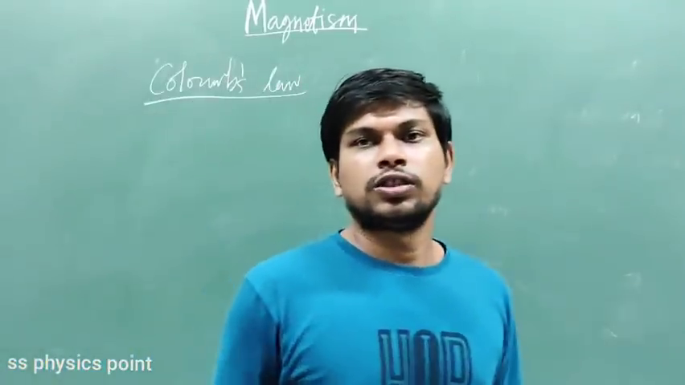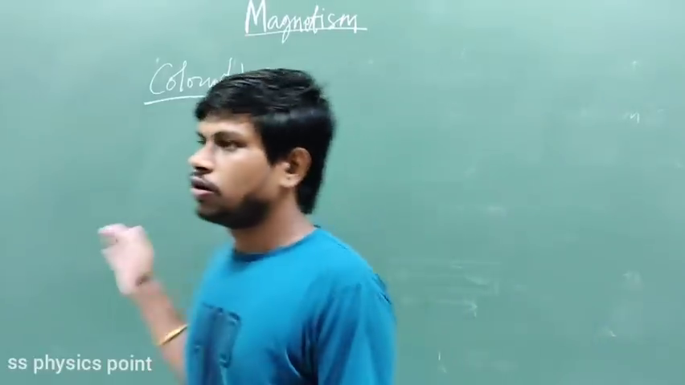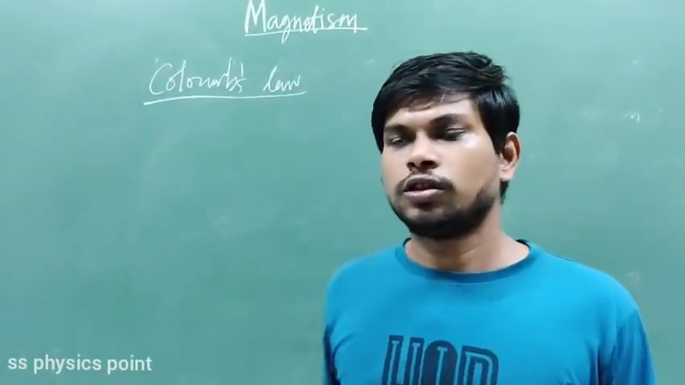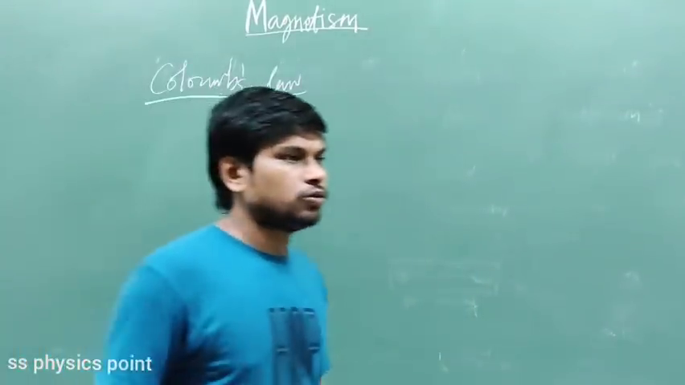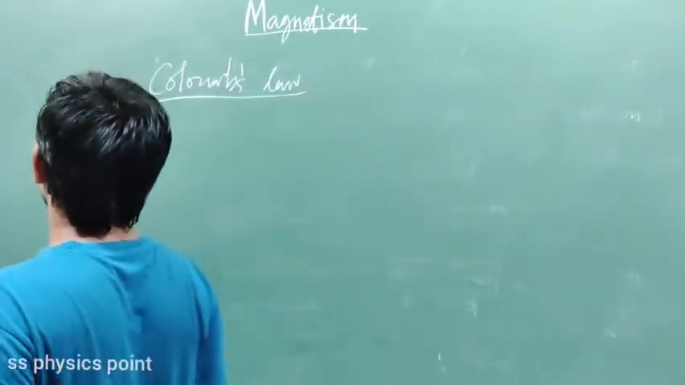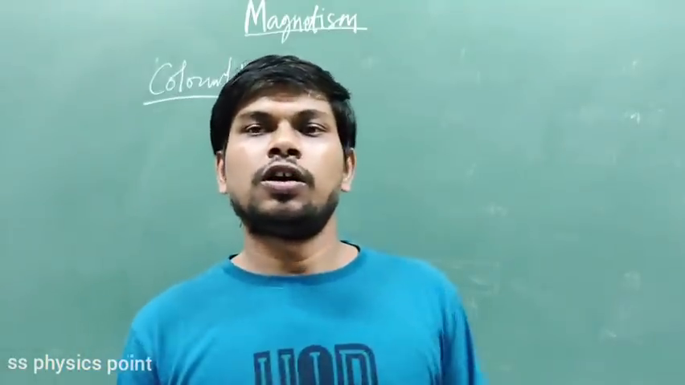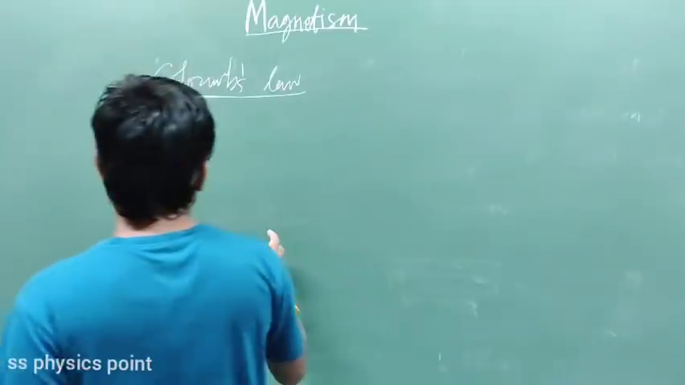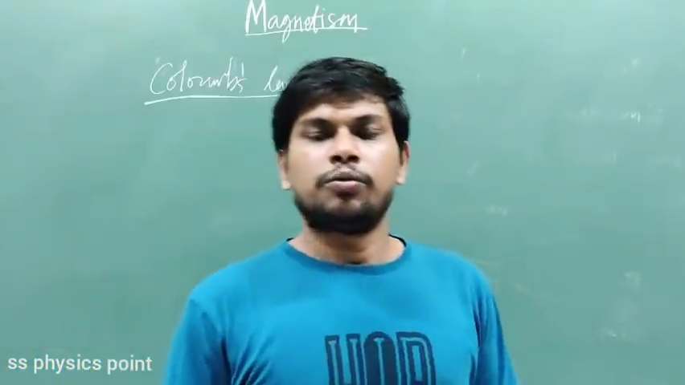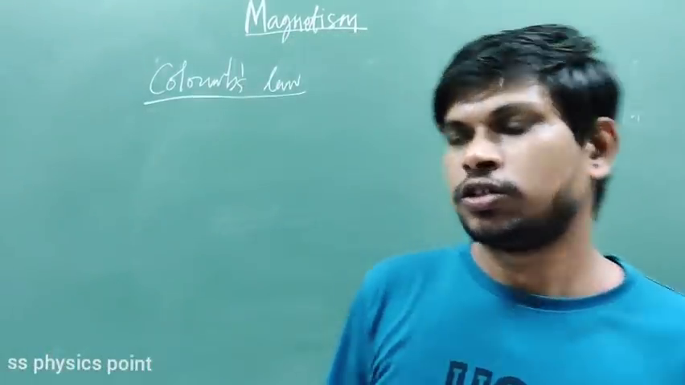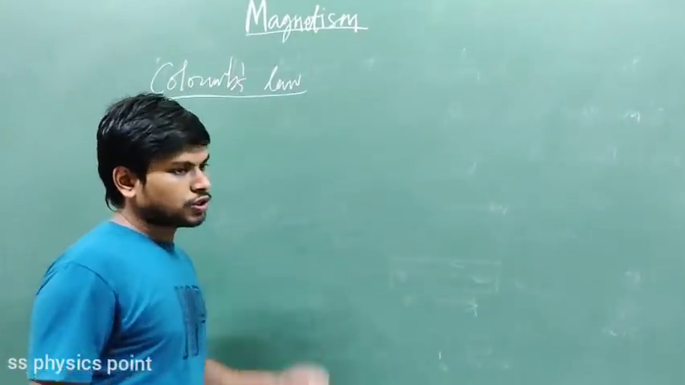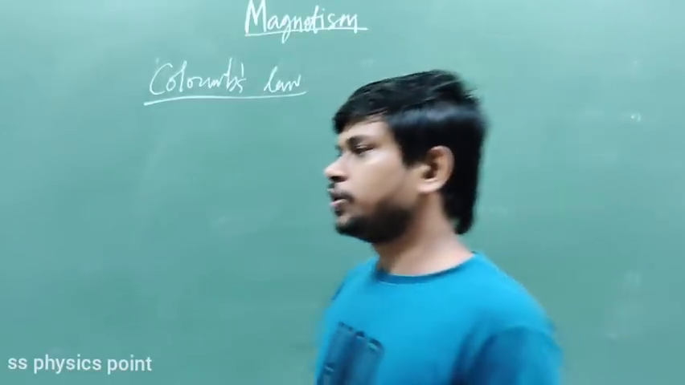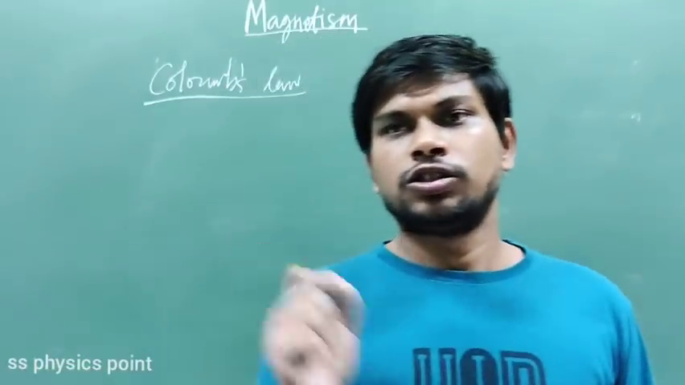The force of attraction or repulsion between the two poles is directly proportional to the product of pole strength, and inversely proportional to the square of the distance between the two poles, and acts along the line joining the two poles.